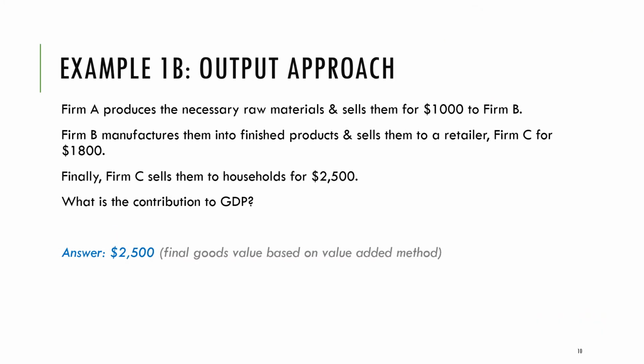This is another example of using output approach for calculating GDP. Given that Firm A produces the necessary raw materials and sells them for $1,000 to Firm B. Then Firm B manufactures them into finished products and sells them to a retailer, Firm C, for $1,800. Finally, Firm C sells them to households for $2,500. What is the contribution to GDP? The answer is $2,500, as this is the product value that will be paid by the final users.